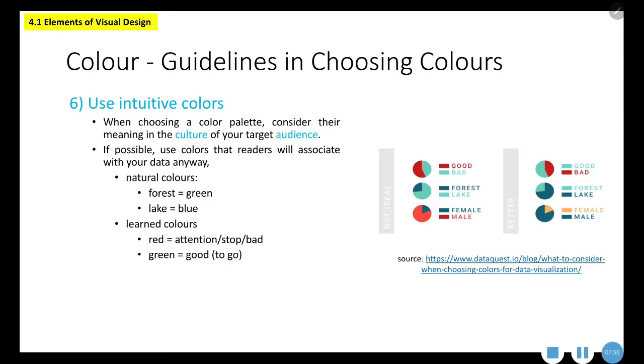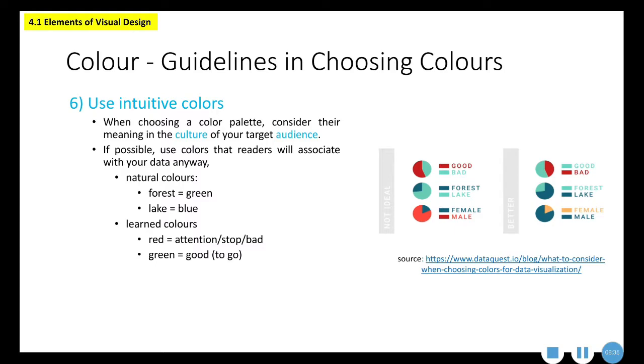Next is to use intuitive colors. When choosing a color palette, consider their meaning in the culture of your target audience. If possible, use colors that readers will associate with your data anyway. For example, for natural colors, we know that a forest will always be green, and a lake will always be blue. That will help readers associate the colors with the data straight away. For example, red is for attention, to stop, or something bad. Green is something good, something that can be performed.